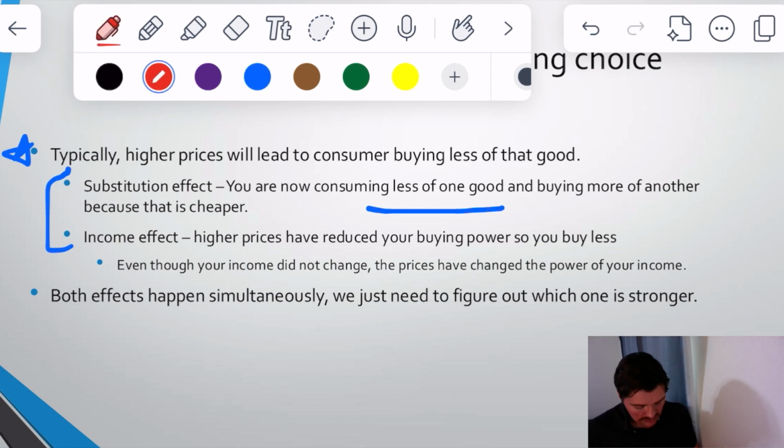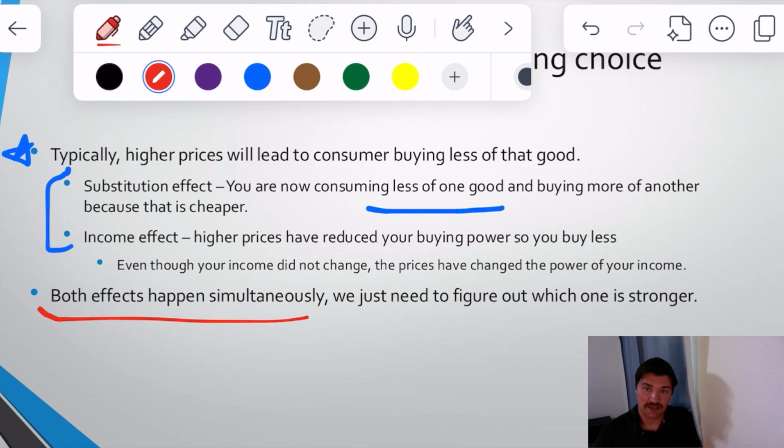The other reason is the income effect, which says higher prices reduce your buying power, so you buy less. On this one, you're buying fewer bats because they're more expensive, but also because they're more expensive, it's lowering your purchasing power, so it lowers your income in a way. So now you have less money, you're buying fewer cameras and fewer bats. That's what the income effect says. So both of these are happening simultaneously.